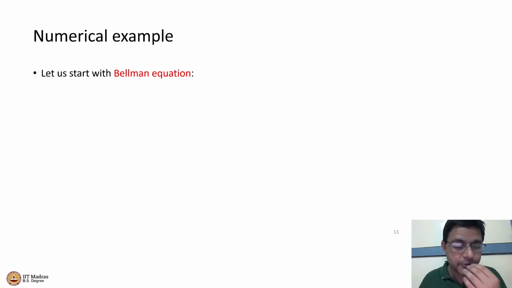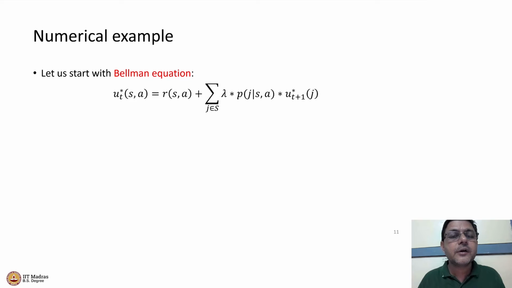In the previous session, we have seen a deterministic version of the Bellman equation. So let us do that here. So how do you do that? At time period t, what is the optimal value of being in state S and taking an action A? There is some immediate reward plus the expected future reward.